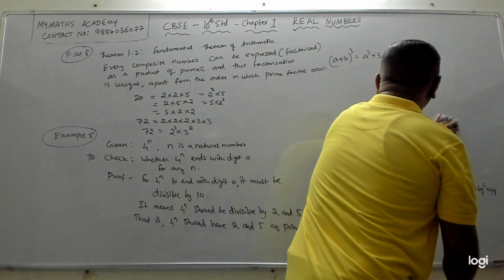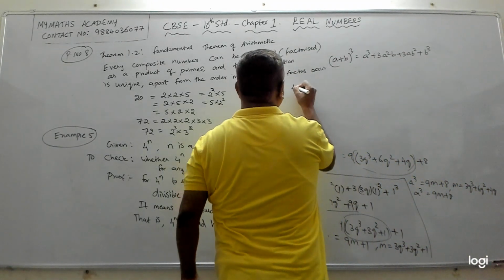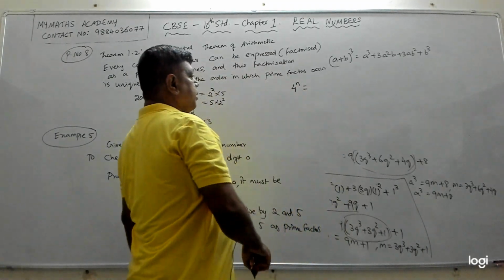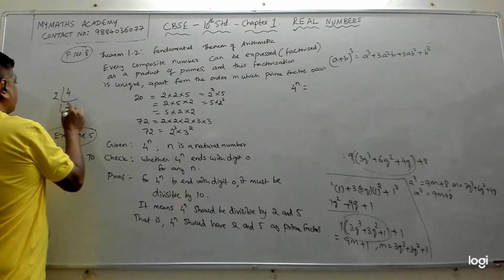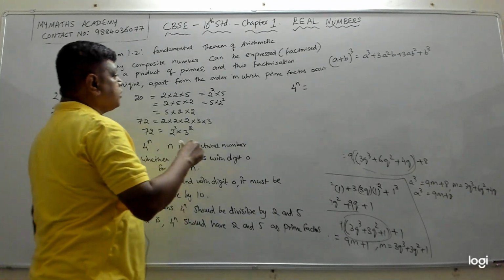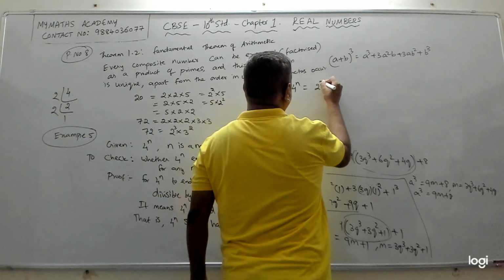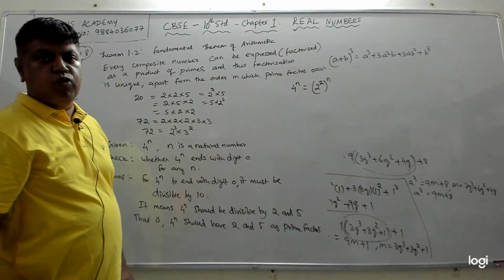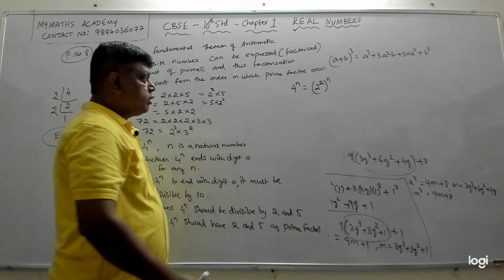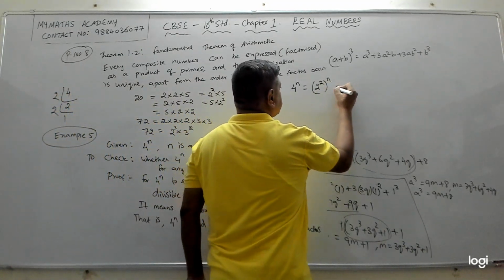If we try to write the prime factorization for 4 power n, 4 power n can be written as what? Take the 4. 4 can be written as 2 square. So 2 square, then power n, which means whole power n. 4 power n can be written as 2 square power n, which means it is 2 power 2n.